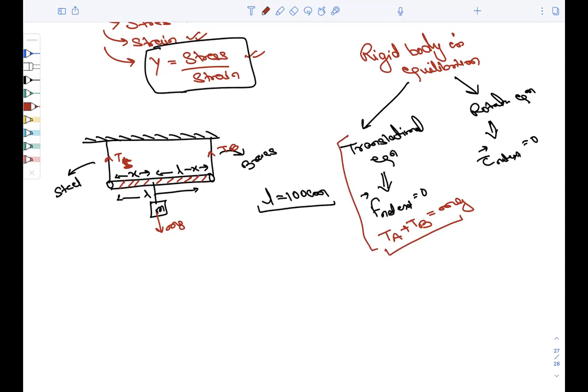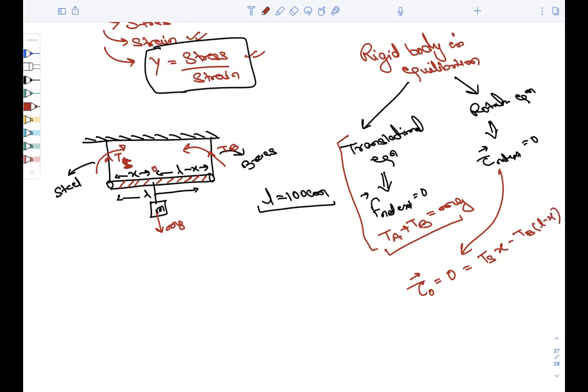Now, from here, let us talk about torque about this point O. If you talk about torque about O, then you can simply write the net torque will be 0. It will rotate in this way and it will rotate in this way, so both the torques will be in opposite directions. So TS into X minus TB into L minus X equals 0.